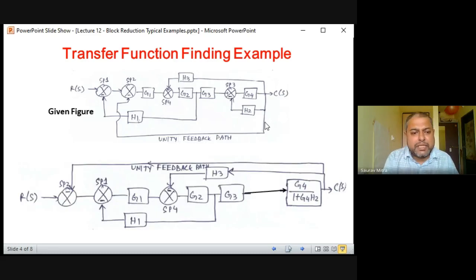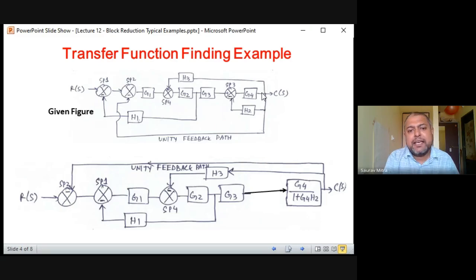First, I have exchanged SP1 and SP2. SP1 was left, SP2 was right. Now in this diagram, SP2 has been taken left and SP1 has been taken right. What was the connectivity with SP1? With SP1 the connection was H1. You can find that it was generated in between G2 and G3, and through H1 it is coming to SP1. So this is the first thing we are saying.